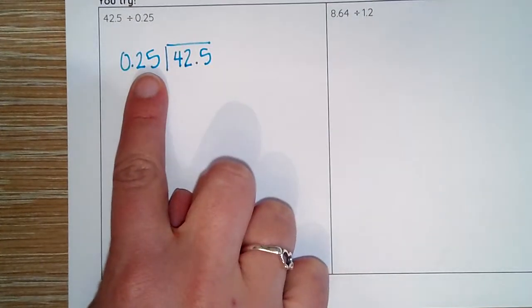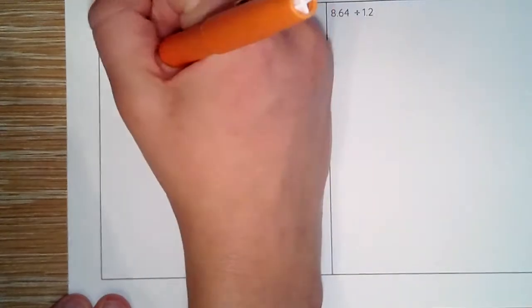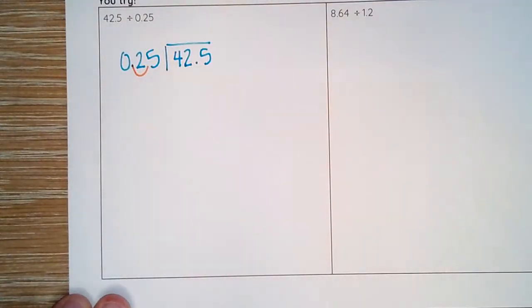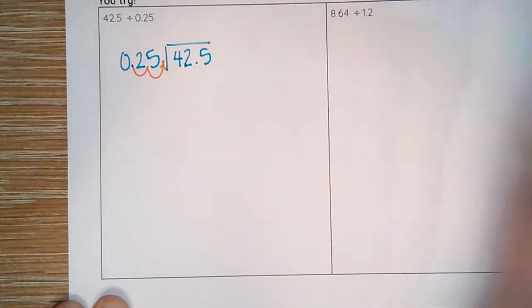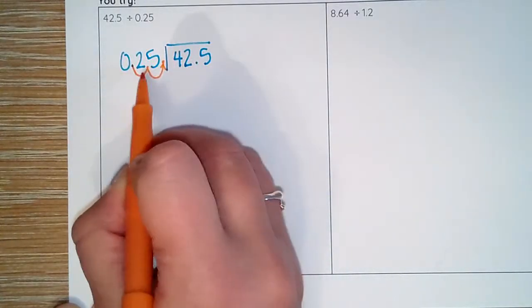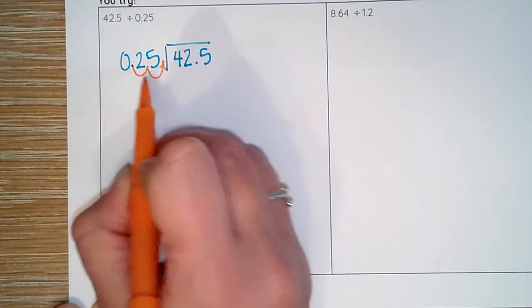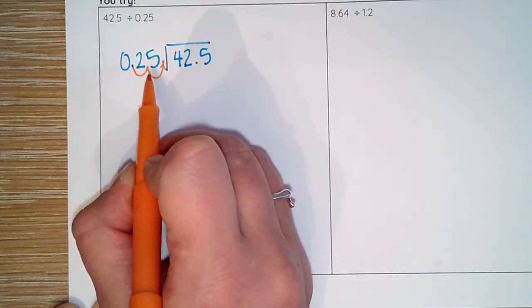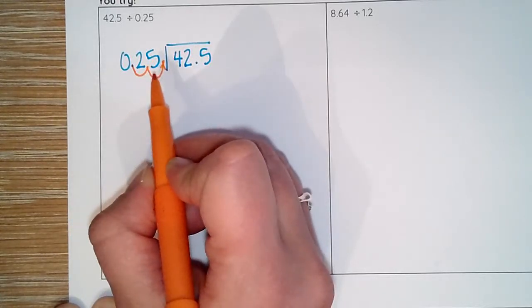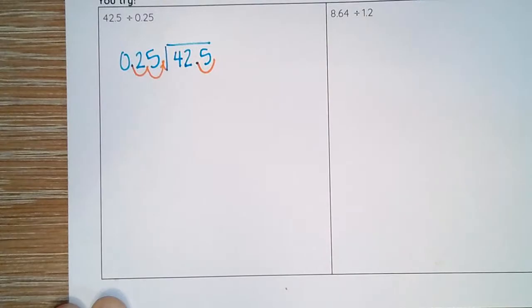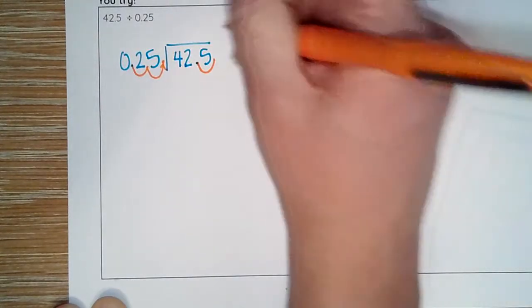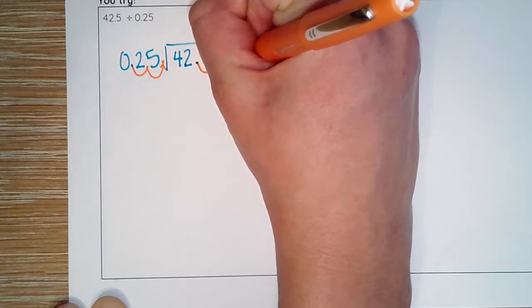Okay, so my first step is always to ask myself what? My divisor is not a whole number, so I've got to move my decimal. If I move it here, I have 2.5, 2 and 5 tenths. That's not a whole number. So I move it one more, and I'm left with 25, which is a whole number. Now, because I moved my decimal 2 times outside, how many times should I move my decimal inside? Well, 2 times. But here, I only have 1 digit. That doesn't matter. I still need to move it 2 times.